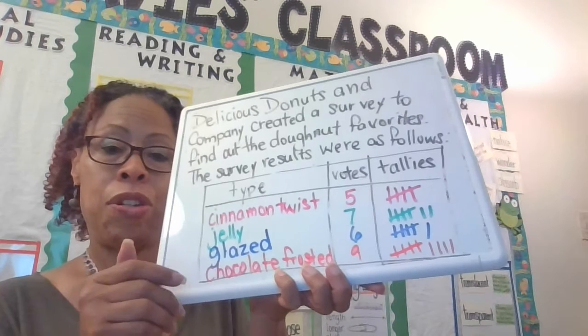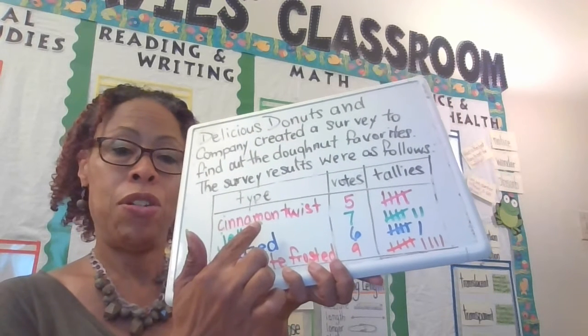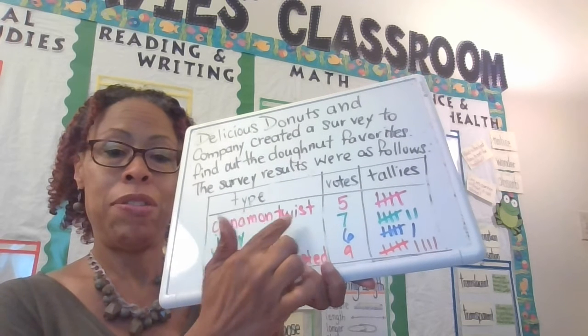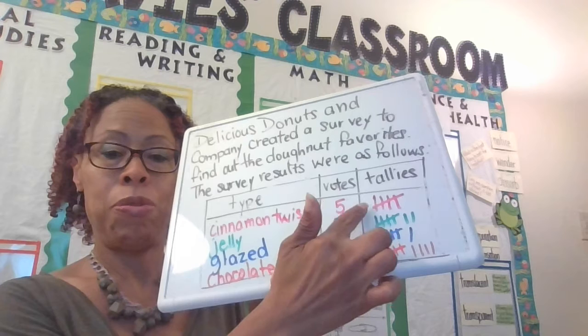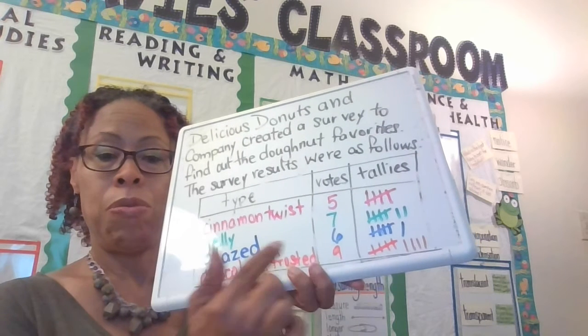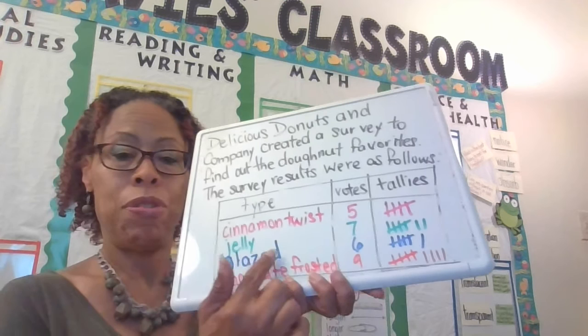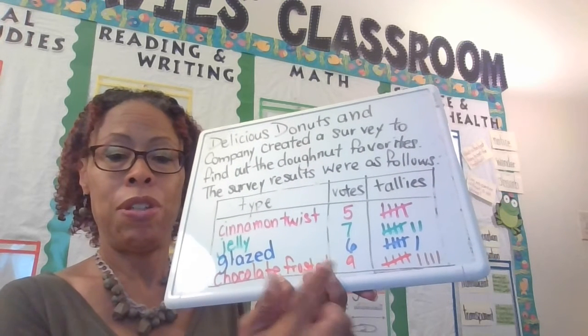All right, so we have our tally chart here. These are the types of donuts that were the favorites for that particular week. Cinnamon Twist received 5 votes, and these are the tally marks to represent 5. Jelly received 7 votes. These are 7 tallies. Glazed received 6 votes, 6 tallies. And Chocolate Frosted received 9 votes.